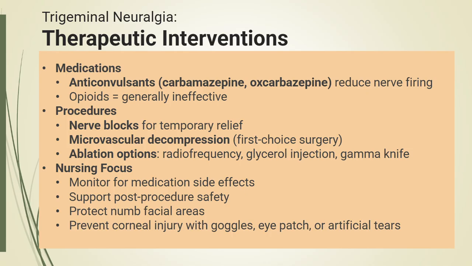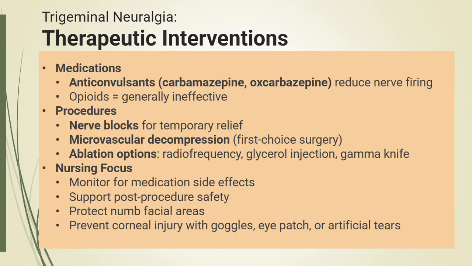The overall goal of therapy for trigeminal neuralgia is to reduce the frequency and severity of these pain episodes by calming down the irritated trigeminal nerve or blocking its pain signals when needed. Let's begin with anticonvulsants, which are the first-line treatment.